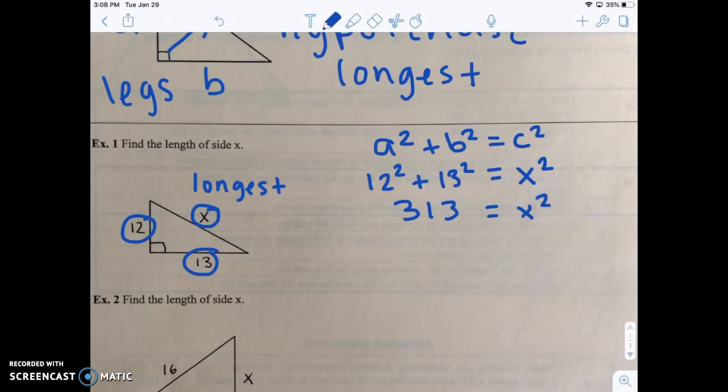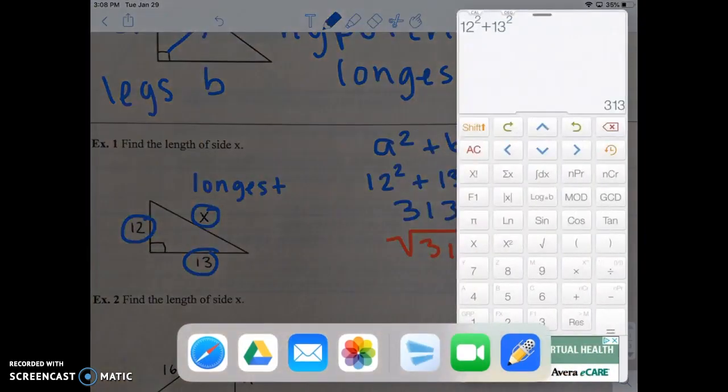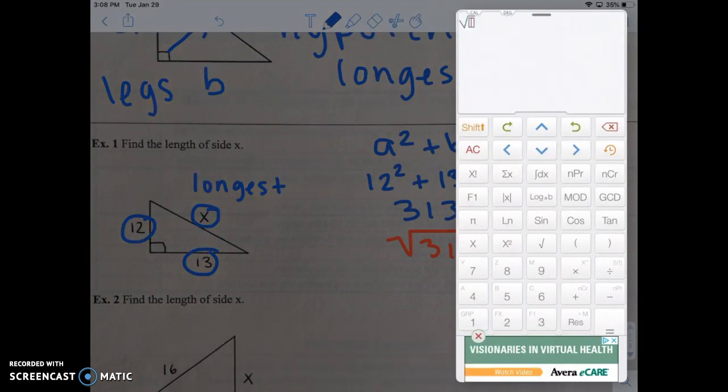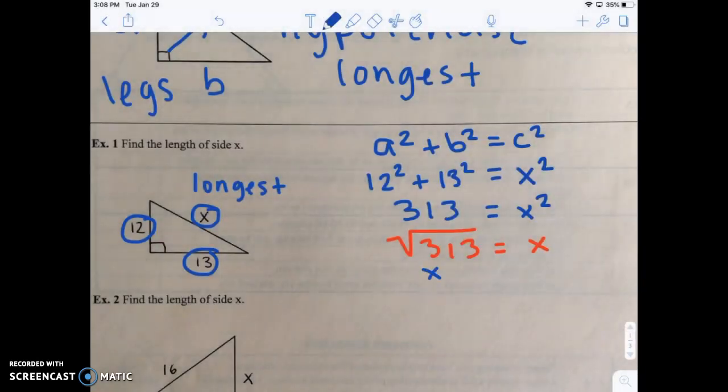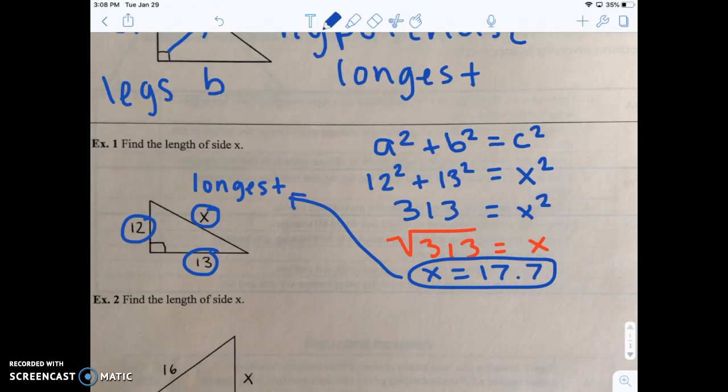In order to solve for x, I'm going to square root the 313. This will give me my value for x. So if I jump back to that calculator and go over to the square root button, I can square root 313, turns into 17.7. So we just found out that x is approximately 17.7. I like this answer. It makes sense because it would make the longest length on the right triangle as it's supposed to be.